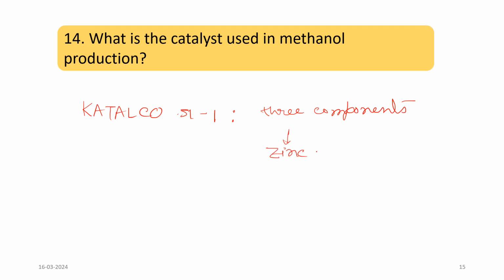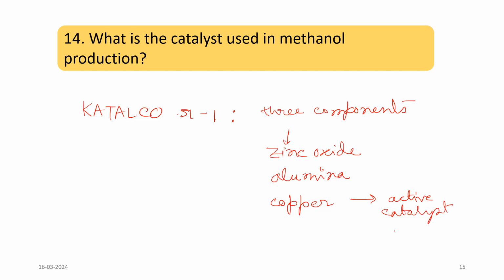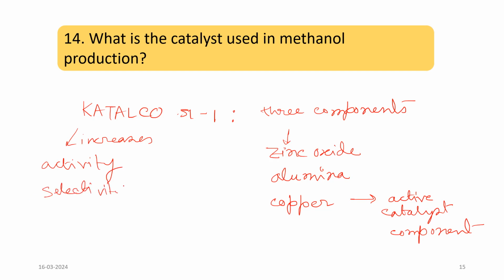That is zinc oxide. Next one is alumina, and the main component is copper, which is the active catalyst component. Okay, so this type of catalyst increases the reaction activity, the reaction selectivity, and the stability of the catalyst rates throughout the year. Okay, so it doesn't go to sintering easily.